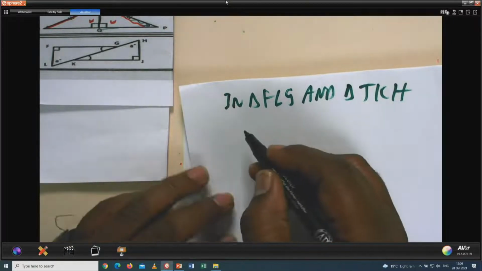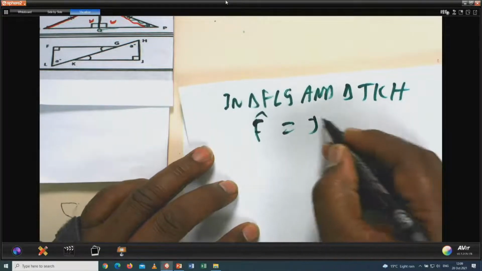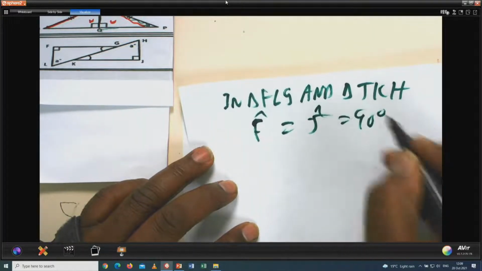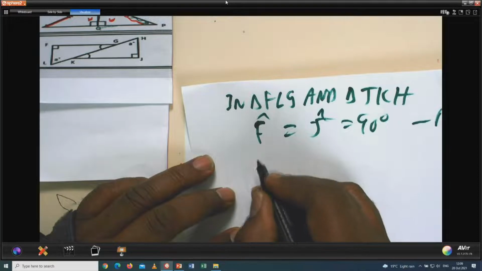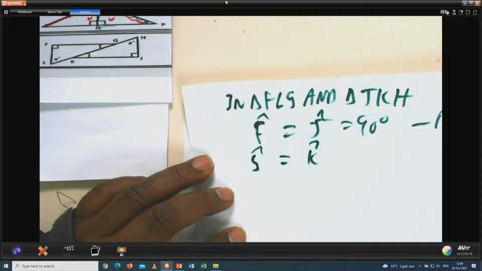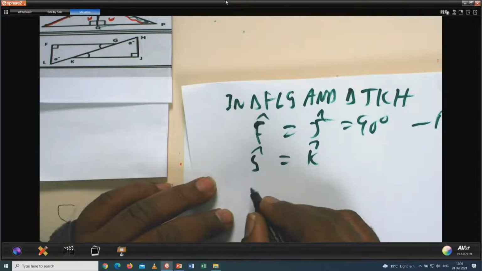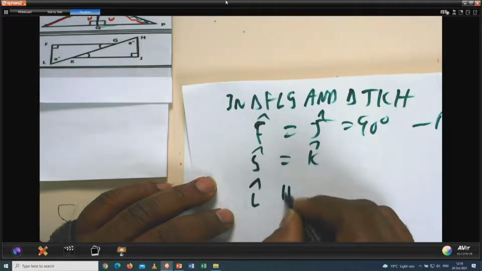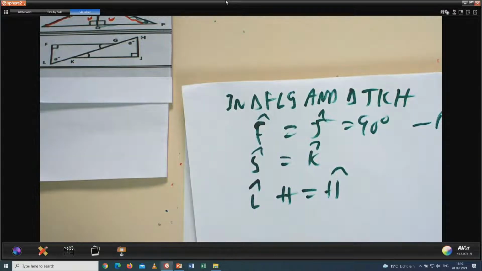What are we given? Angle F equals angle J equals 90 degrees. We've got the right hand. We are given angle G equals angle K. What else do we have? We've got angle L equals angle H. Right, what else do we have? That's about that.